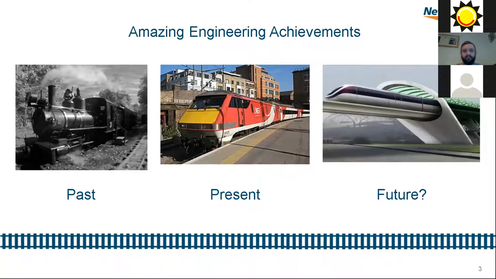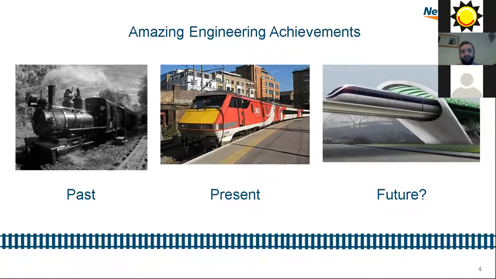Especially coming from the railway, just a quick look at some of the amazing engineering achievements that have happened. Going back in history, the first railway in a sense was horses and carts, effectively pulling stuff. And then as time went on, as you can see in the past, we had the steam trains that obviously you still see today. You can go to York Railway Museum and see all the steam trains there.